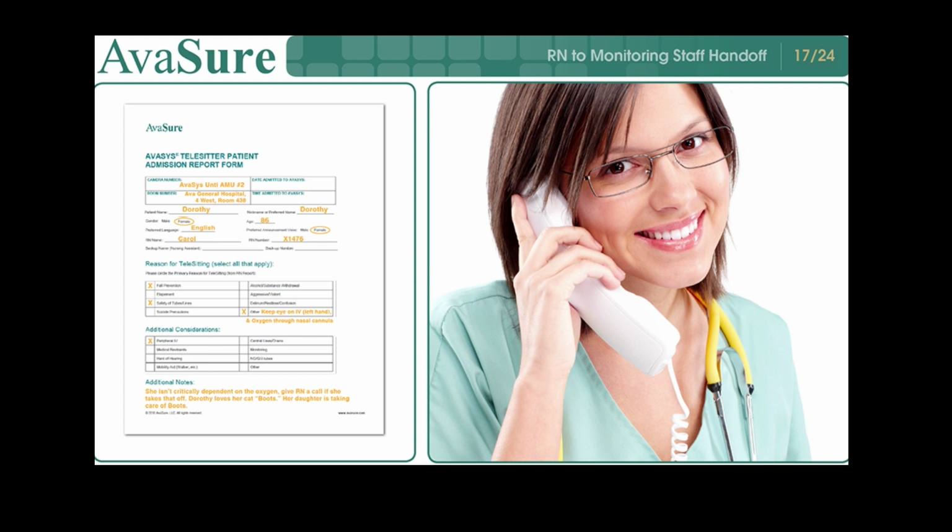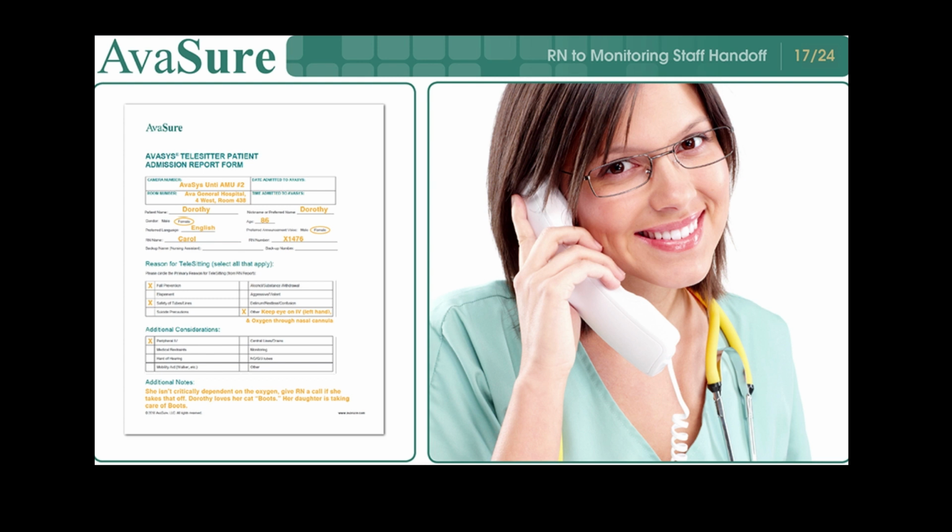Hello, this is a nurse calling to report on a new patient for video monitoring. I'm using AvaSys Unit AMU number 2. This is a female patient who speaks English, and I think she'd be more responsive to a female voice. My main concern for her is that she might fall. She fell twice at home recently, but I also would like to keep an eye on her IV, which is in her left hand, and the oxygen she's getting through a nasal cannula.